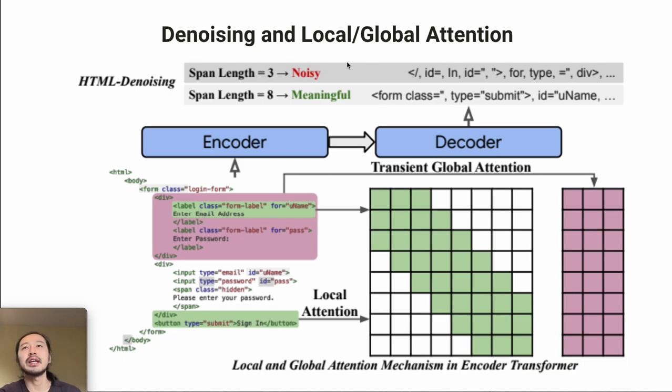So this is the denoising and local-global attention. For HTML denoising, usually they use a span length of 3. But 3 characters have so little information, like id equals, but you don't have the value inside. So they're using a span length of 8, which accommodates element names like form or type submit. That's the whole length of denoising. And this is the graph of local versus global attention. This is the local aspect of the label, and then going up to the parent element to be fed into the global attention.